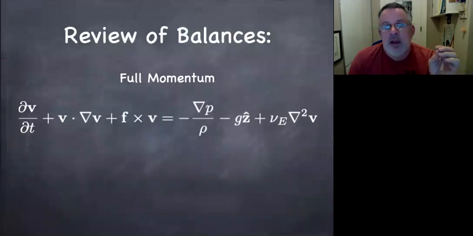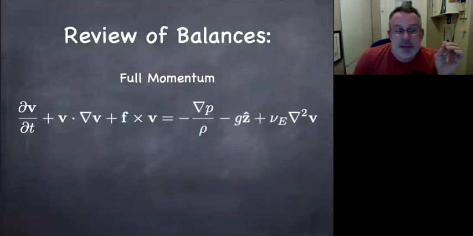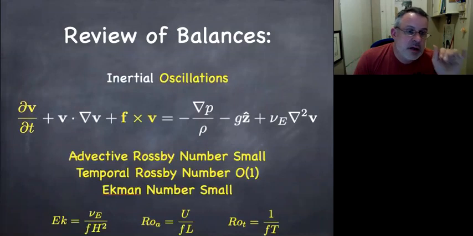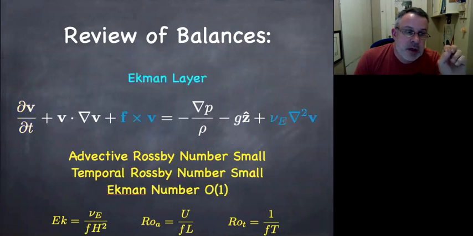Okay. Changing gears a little bit, let's jump back and review our balances again. So we have a full momentum equation. We can non-dimensionalize this by scaling each of the terms and thinking about the relative sizes. Inertial oscillations is when the effective Rossby number is small, but the temporal Rossby number is order 1. The Ekman number is small, so friction is negligible. The two yellow terms are the remaining ones.